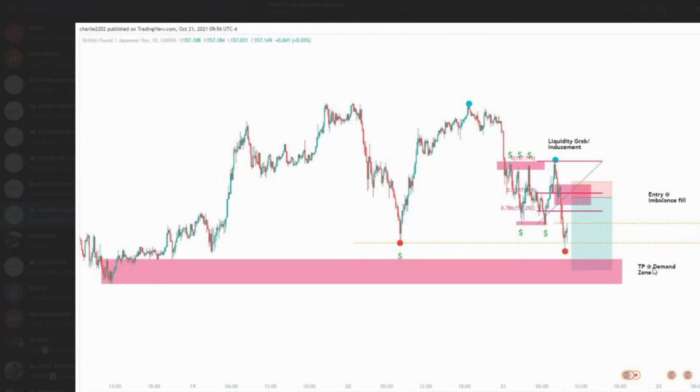Now, why did I TP over here, right? That's a concept I was explaining to you guys earlier, where this was the origin. This accumulation, this move was the origin of this whole move. So if an area is going to hold, it's going to be here.